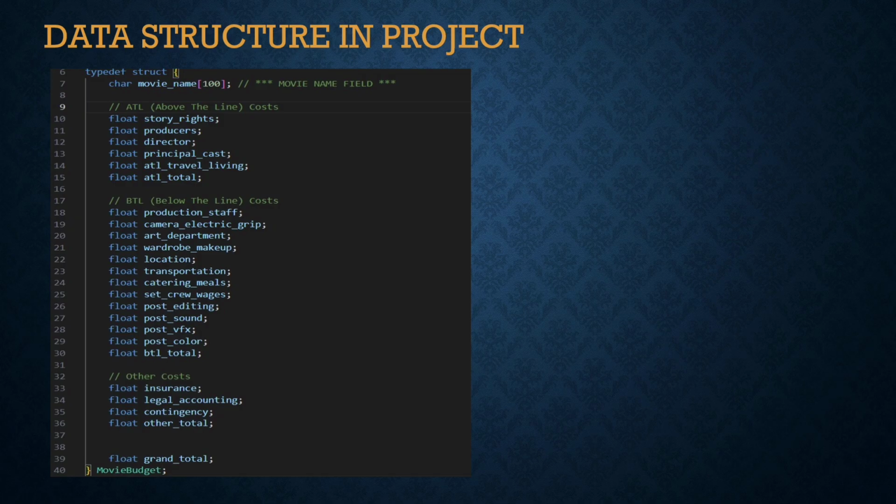And now coming to other costs and totals. These include float variables for administrative items like insurance, legal, accounting. It also contains subtotals like ATL, BTL, and a final grand total.